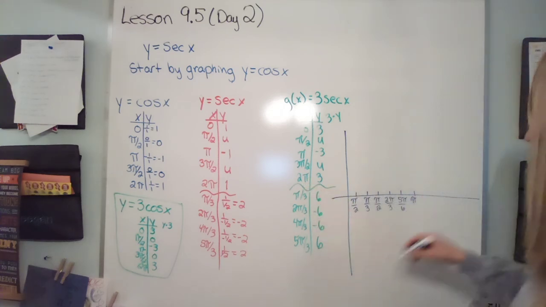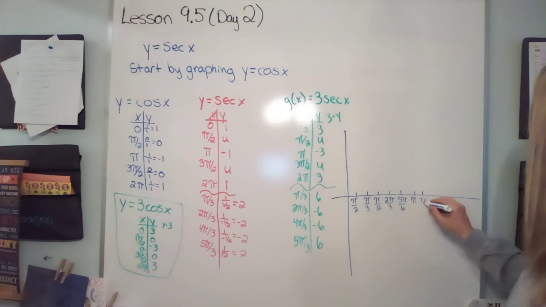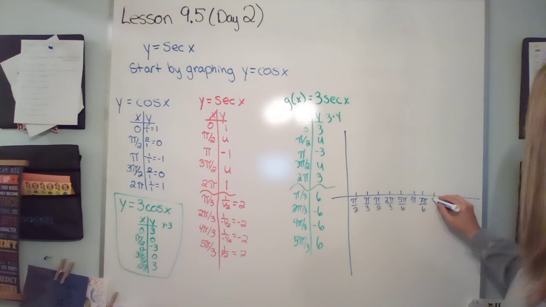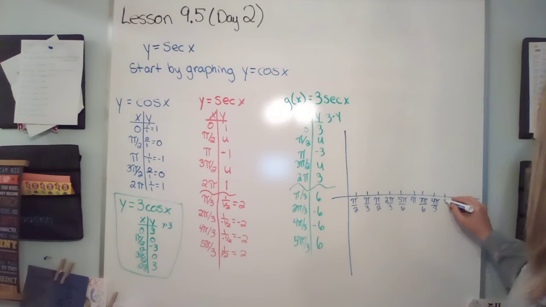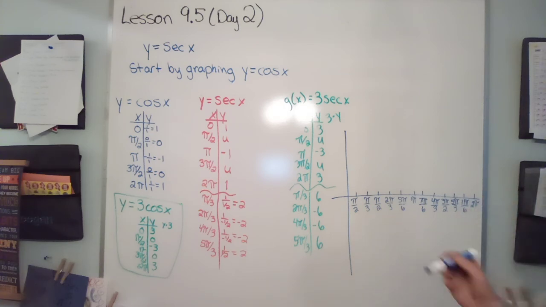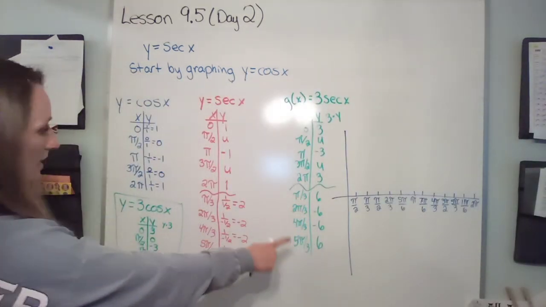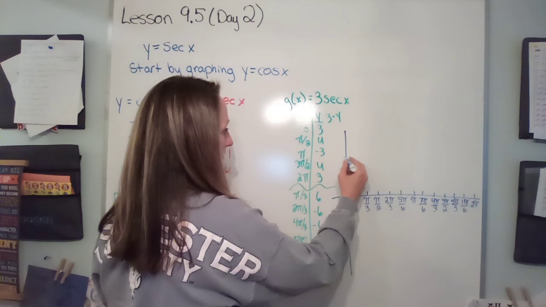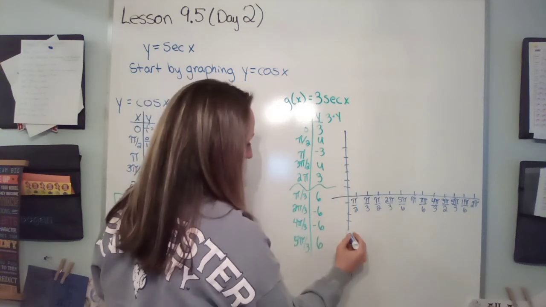I have to go out to 2 pi though, so I have to keep going. 7 pi over 6, 8 pi over 6, which is 4 pi over 3, 9 pi over 6, which is 3 pi over 2, 10 pi over 6, which is 5 pi over 3, 11 pi over 6, and 12 pi over 6, which is 2 pi. Again, if you can't simplify that quickly in your head, just write them out. All right, and it looks like I have to go up and down to negative 6. So 1, 2, 3, 4, 5, 6, and 1, 2, 3, 4, 5, 6.